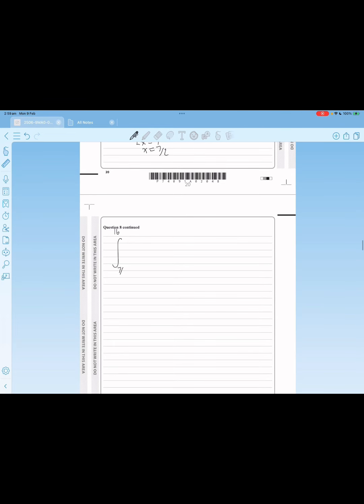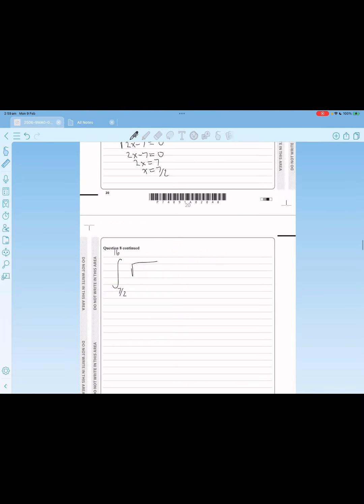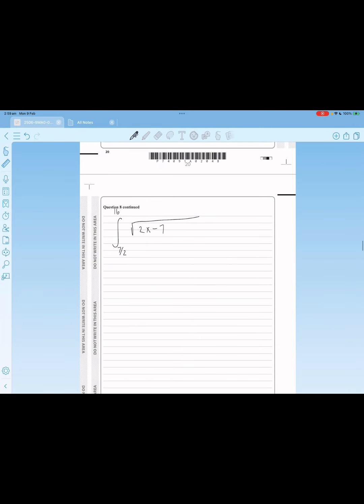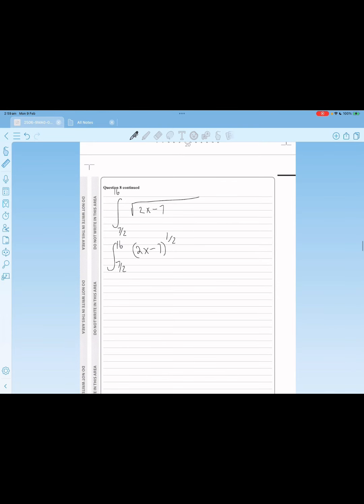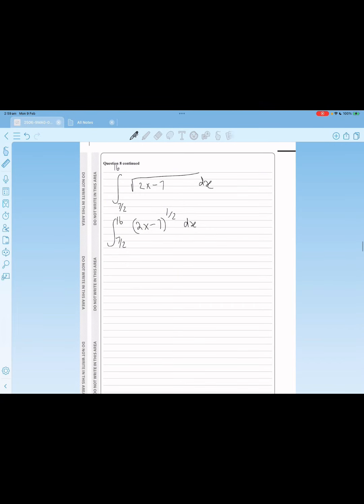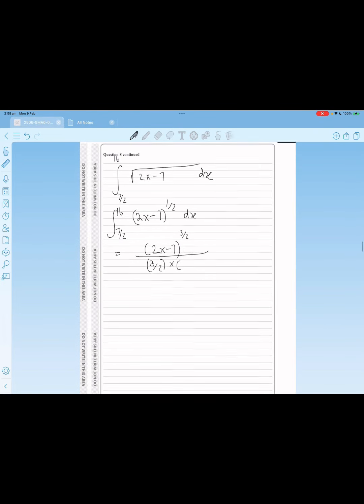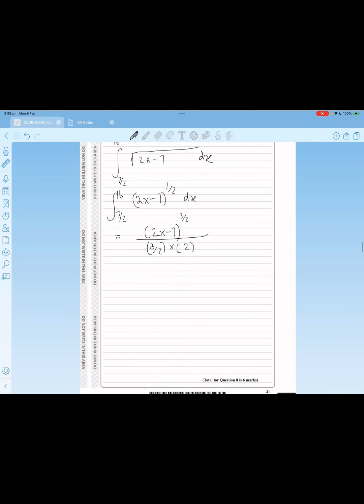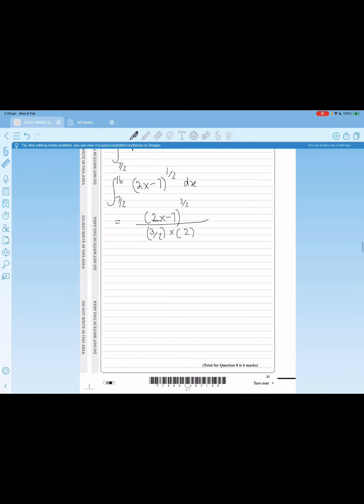So the integral between 16 and 7 over 2 of root 2x minus 7. So this is essentially saying 2x minus 7 to the power of half integrated between 16 and 7 over 2 dx. Now let's do the integral. So I would get 2x minus 7, add 1 to the power 3 over 2, divide by the new power, times by the differential of the inside, which would be 2. Everyone will have their own methods on how they go about solving this. Evaluated between 16 and 7 over 2.